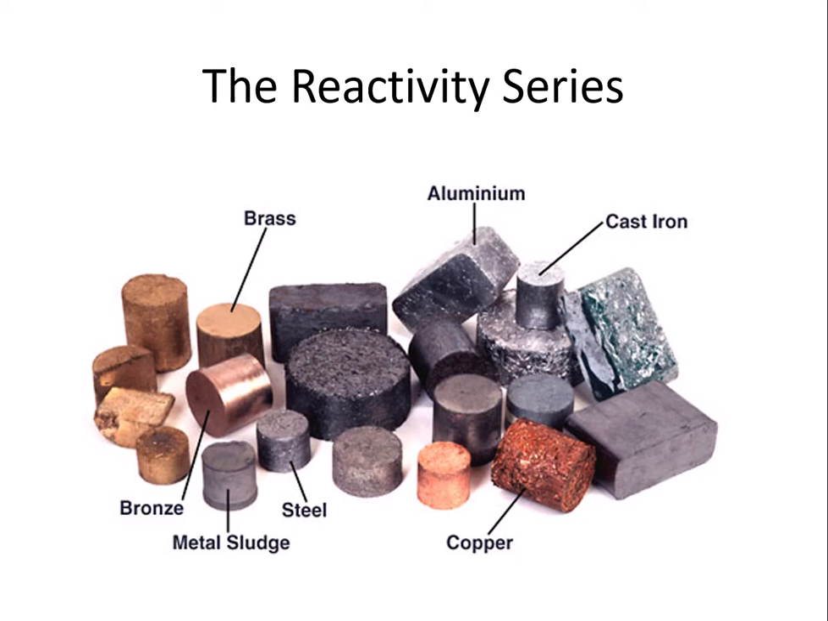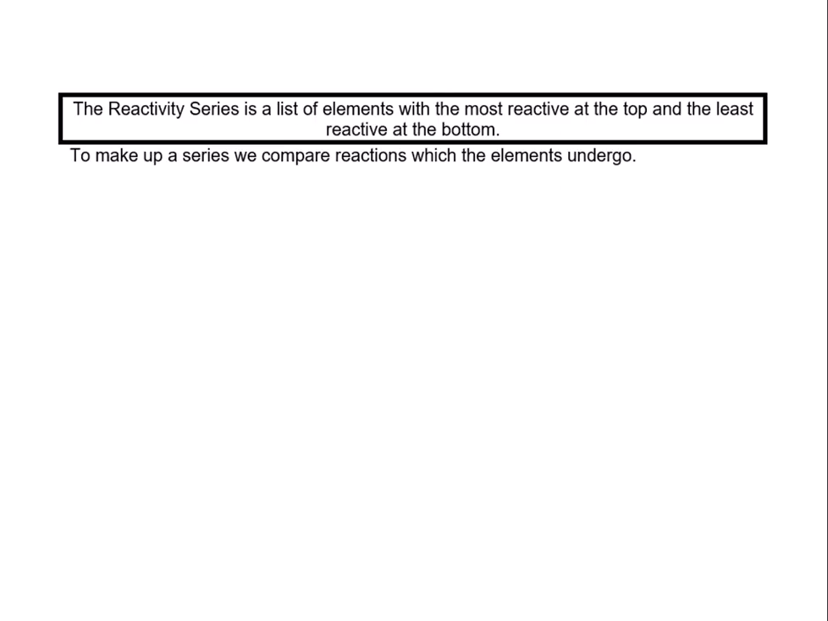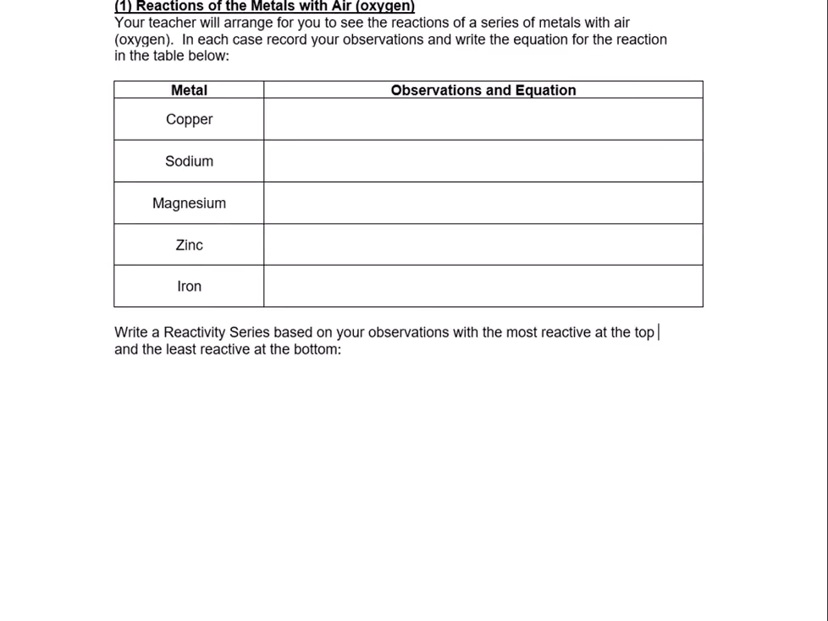And it means then that what we can do is we can form a little table with the most reactive at the top and the least reactive at the bottom. And that's what we call a reactivity series. It's a list of elements, usually metals, with the most reactive at the top and the least reactive at the bottom. And what we're going to do is we're going to just remind you first of all of how we put a reactivity series together.